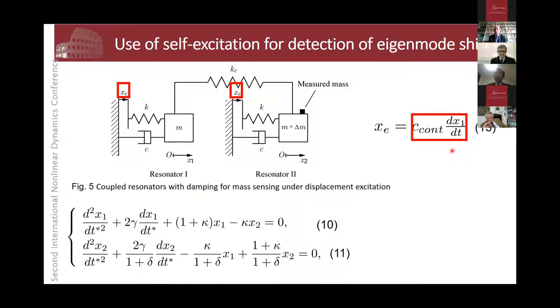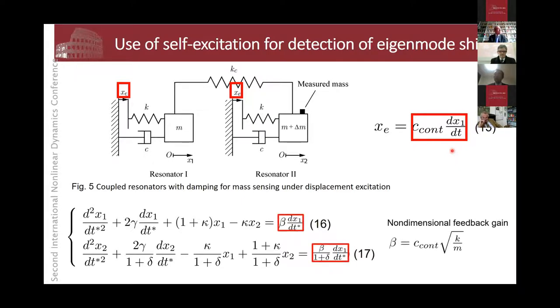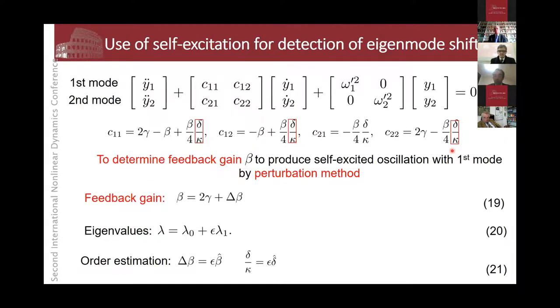The equations of motion 10 and 11 are changed to equations 16 and 17, respectively. By coordinate transformation, so that the stiffness matrix is diagonal, we obtain equation 18, where Y1 and Y2 are the modal coordinates for the first and the second modes. To produce the self-excited oscillation in the first mode, we calculate the suitable feedback gain beta using the perturbation method.